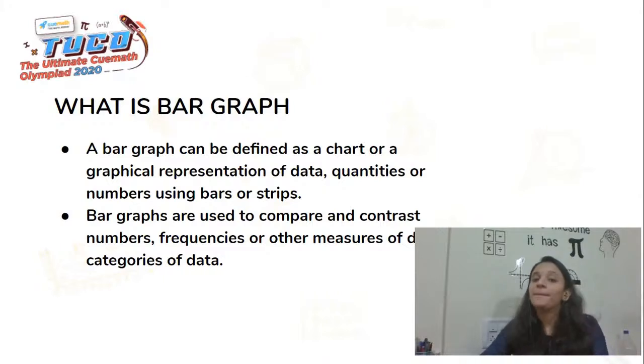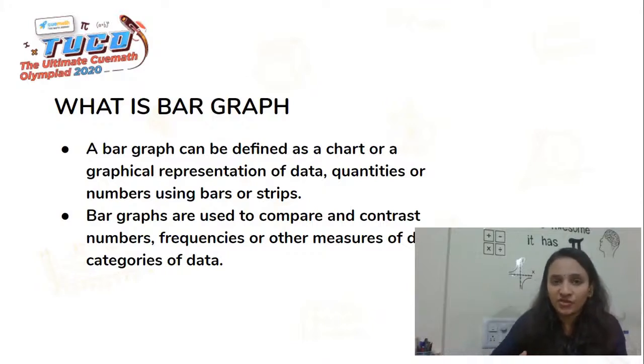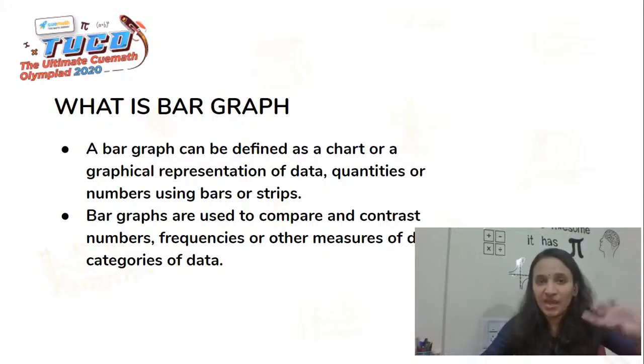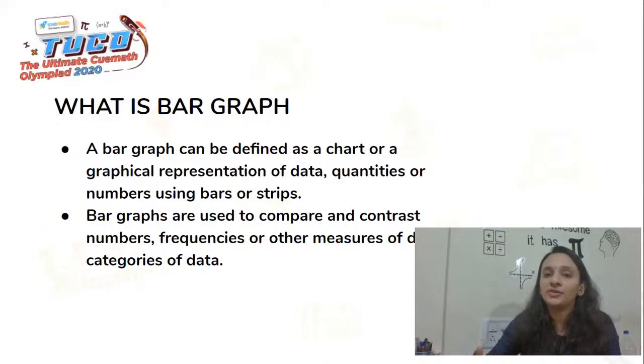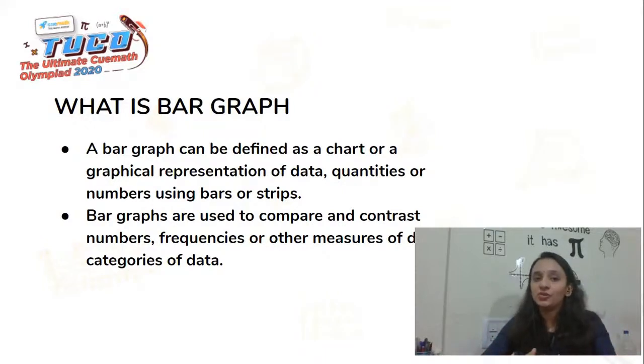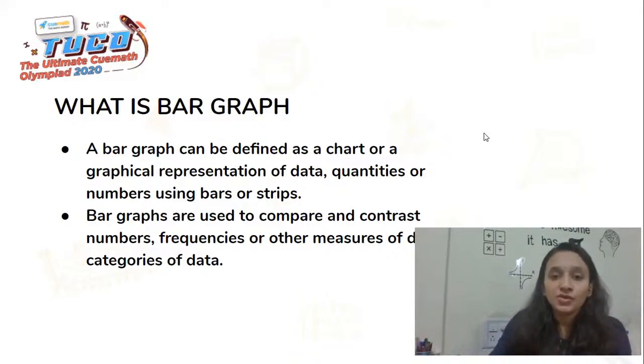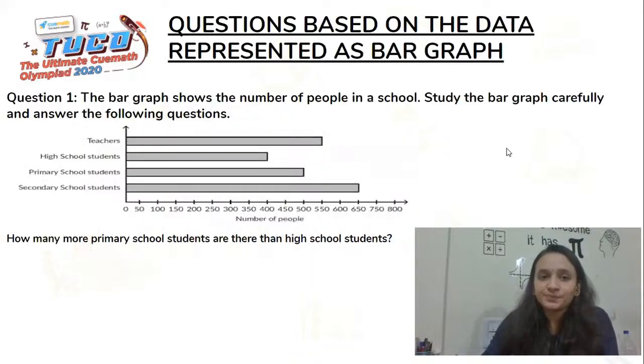Now bar graphs are used to compare and contrast numbers, frequencies, or other measures of distinct categories of data. You can also do comparison between different months, like how many children were born in the month of January. So you can have a bar of January month. Then you can have the number of children who were born in the month of February, so you can have another bar. So you can compare the number of children born in January and the number born in February. So this is the comparison you can do. You can represent that in a bar graph form, and you can easily compare it. So with this, we move on to our next part, which are the questions.